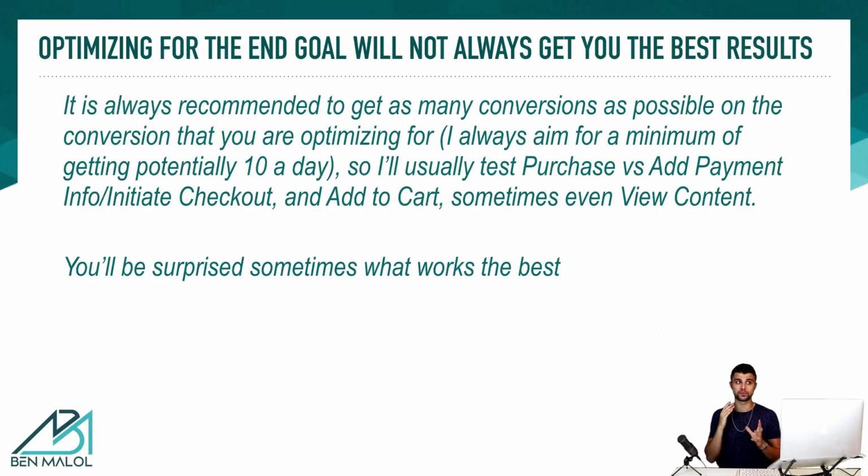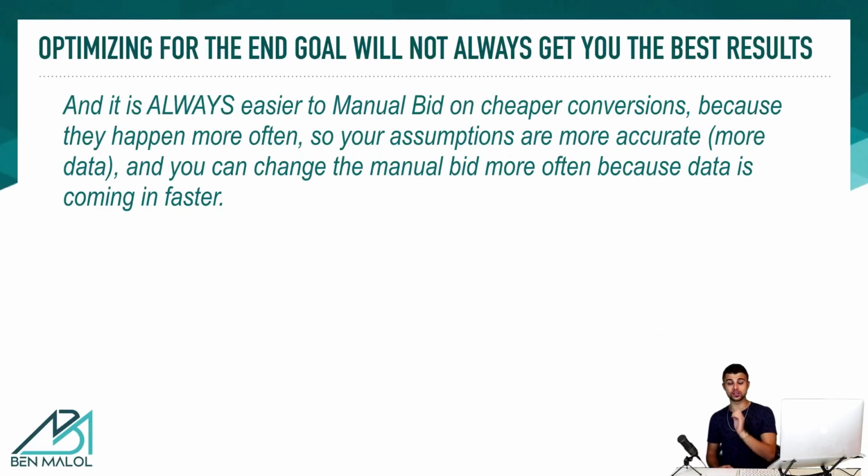We've seen time and time again that purchases is not the one that actually works the best. You'll notice that purchases will work well when the action is cheap, like anywhere between $1 to $10, $15. But if the purchase actually costs you $20, $30, $40, you might notice that add payment info actually works better, just because it's much cheaper and Facebook gets much more data. And it is always easier.